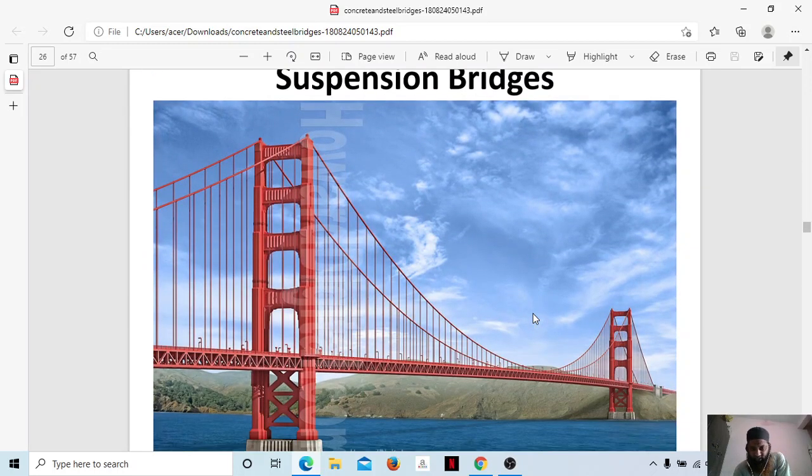You can just see here suspension bridges. These are the cords which have been suspended here, and thereby the load is being taken up by these cords and transferred to these towers over here. You can just see this construction. It is a marvelous construction, suspended by these cables.